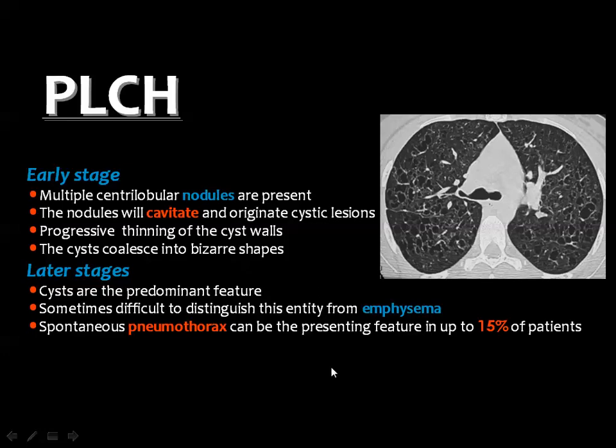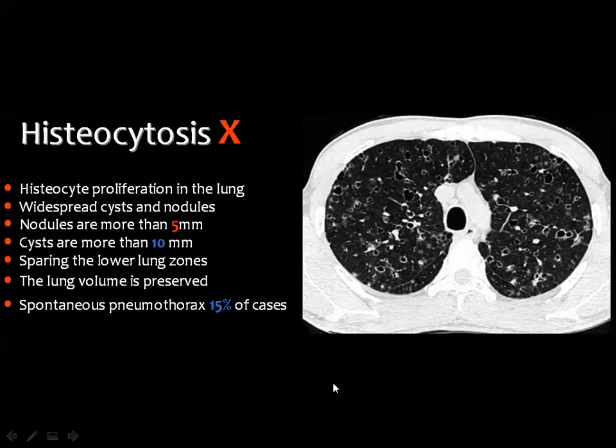Then you get finally complete destruction of the lung and fibrosis, at a stage that sometimes it's difficult to be differentiated from emphysema. Of course, any of the cystic lesions in the lung may rupture and result in spontaneous pneumothorax. The incidence here is about 15% of the cases. And I can say that this is a classic appearance of histiocytosis in the lung.